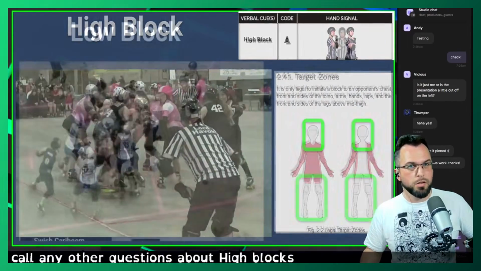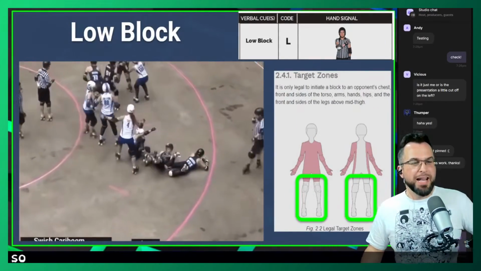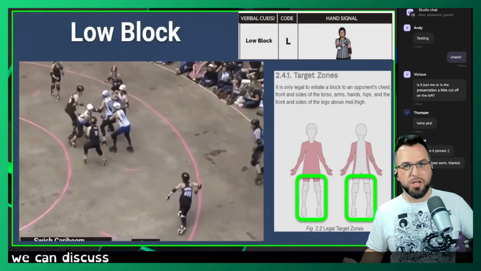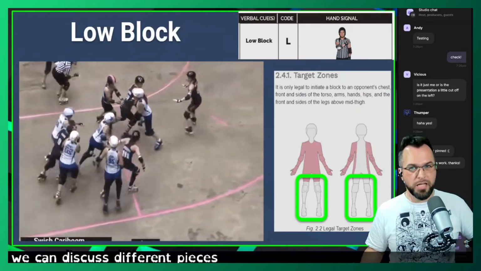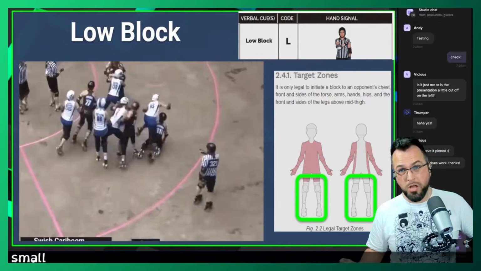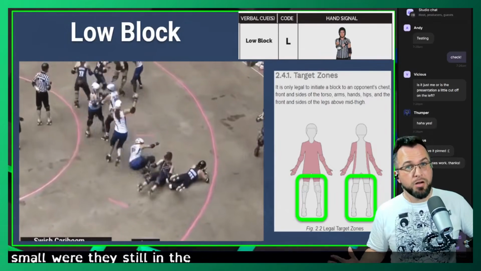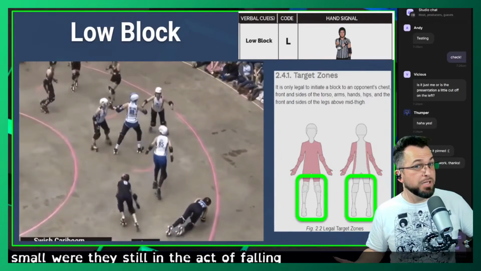All right. Low blocks. So this one kind of has a few different things going on. We can discuss different pieces of legality here. Did that person fall small? Were they still in the act of falling or sliding, even if they were small?